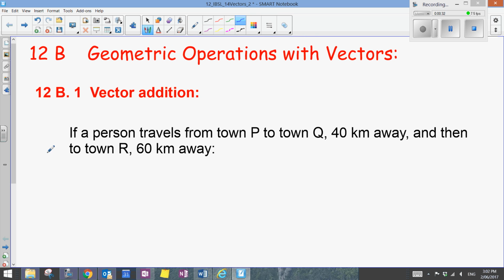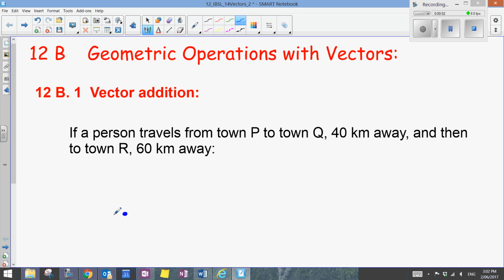So if you want to pause here and see what you would draw, if you have a person who's leaving town P to go to town Q, 40 kilometers away, and then to town R, 60 kilometers away. So this is two different steps of the path. If you pause here, go ahead and see what you guys would draw.